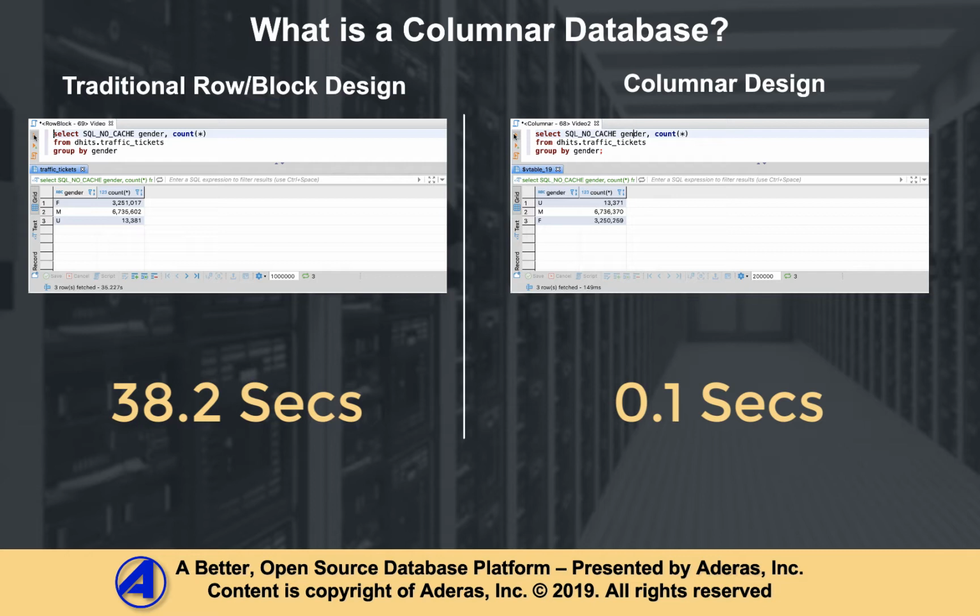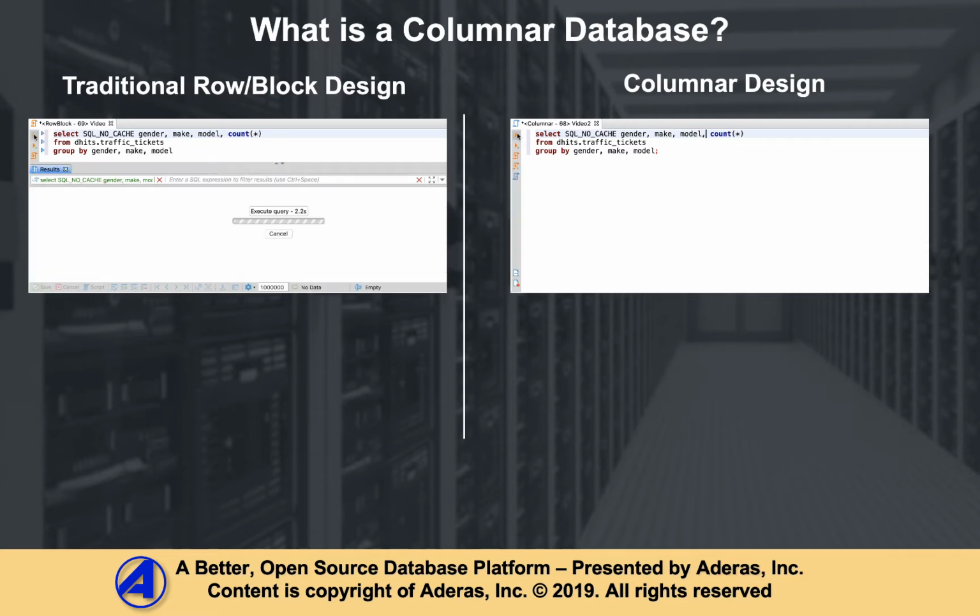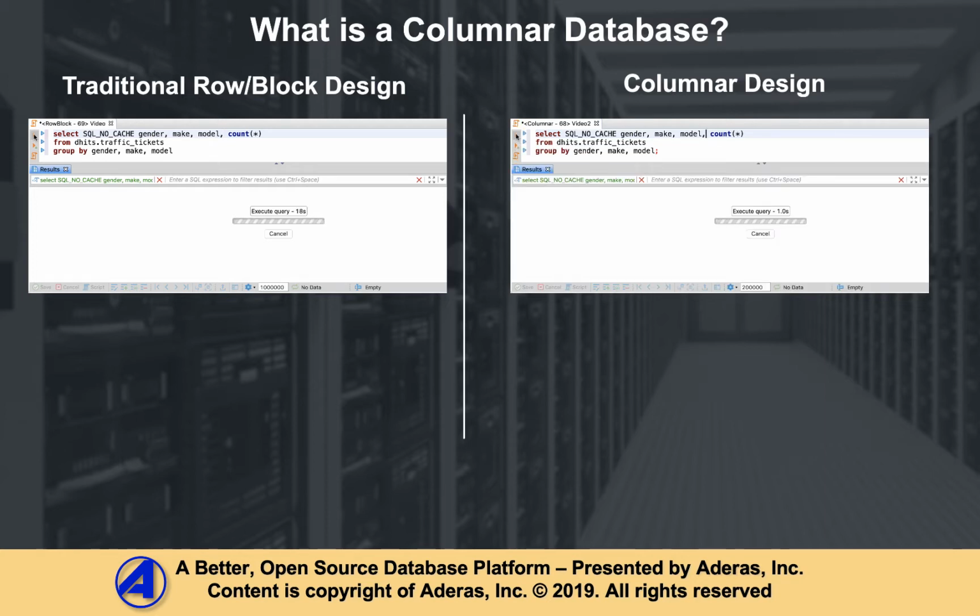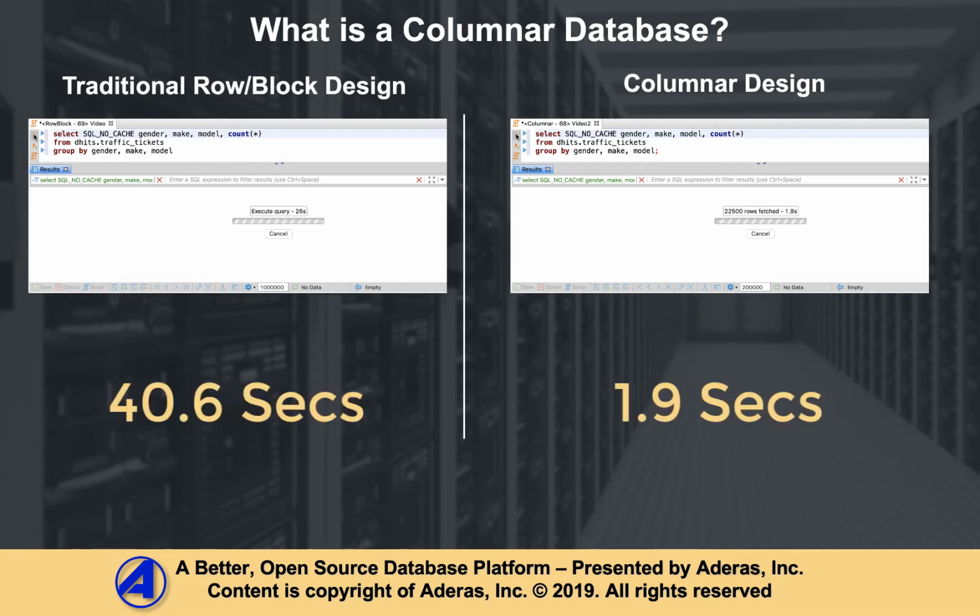Rather than reading 625,000 blocks, it only reads a couple thousand blocks, which makes the query often hundreds of times faster. As you add columns to the query, the performance impact to the columnar database is often linear since you are reading more blocks with each column.